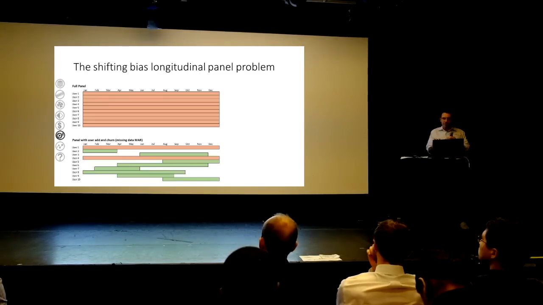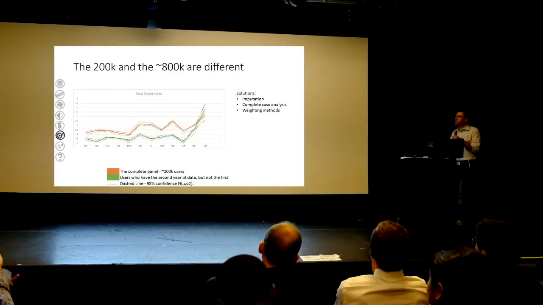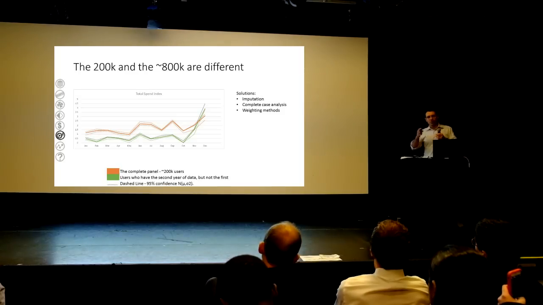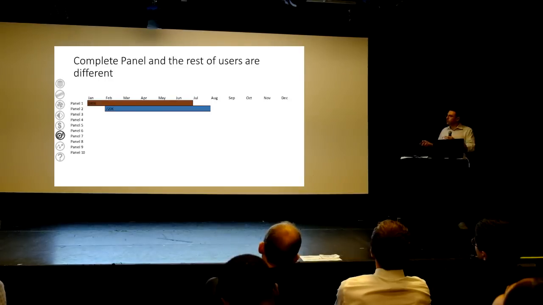I'm sure some of you have been in the same situation. This is one approach that I've used before with some degree of success. So step one is we panel people into 6-month panels. To make it into one of these panels, you have to have all 6 months of data.